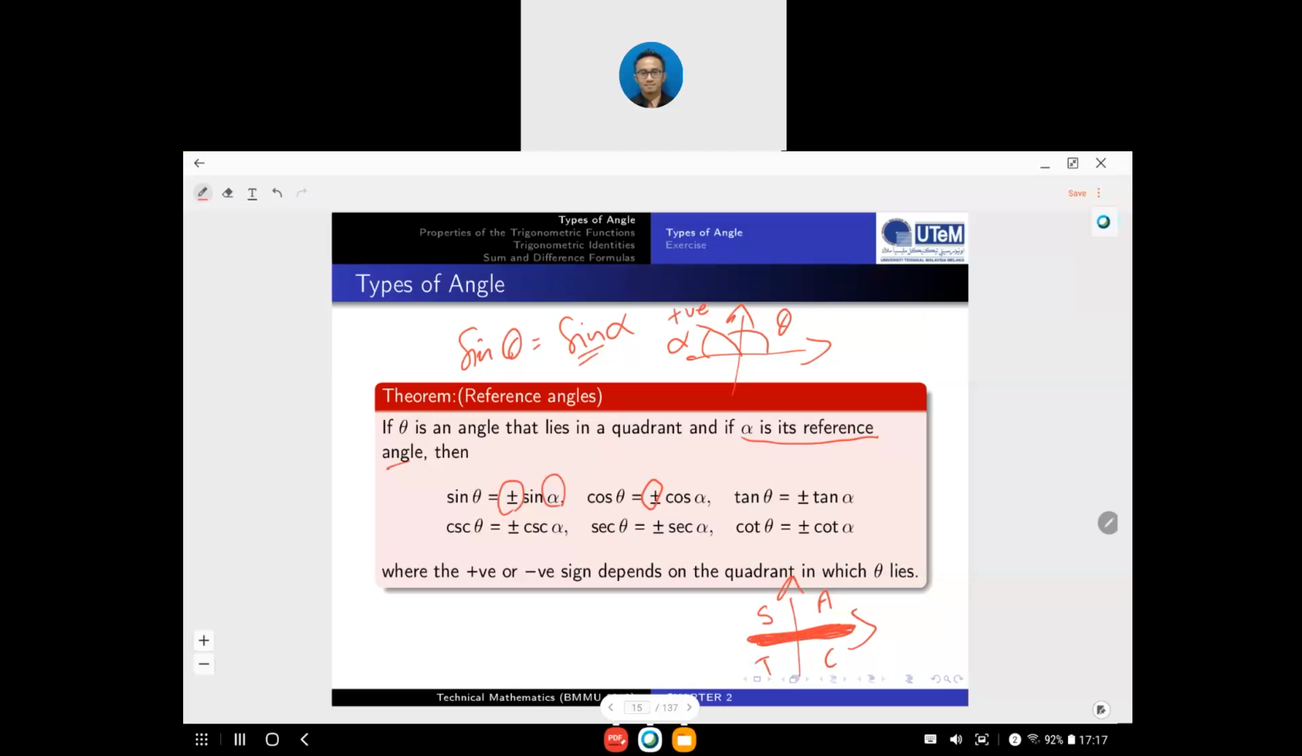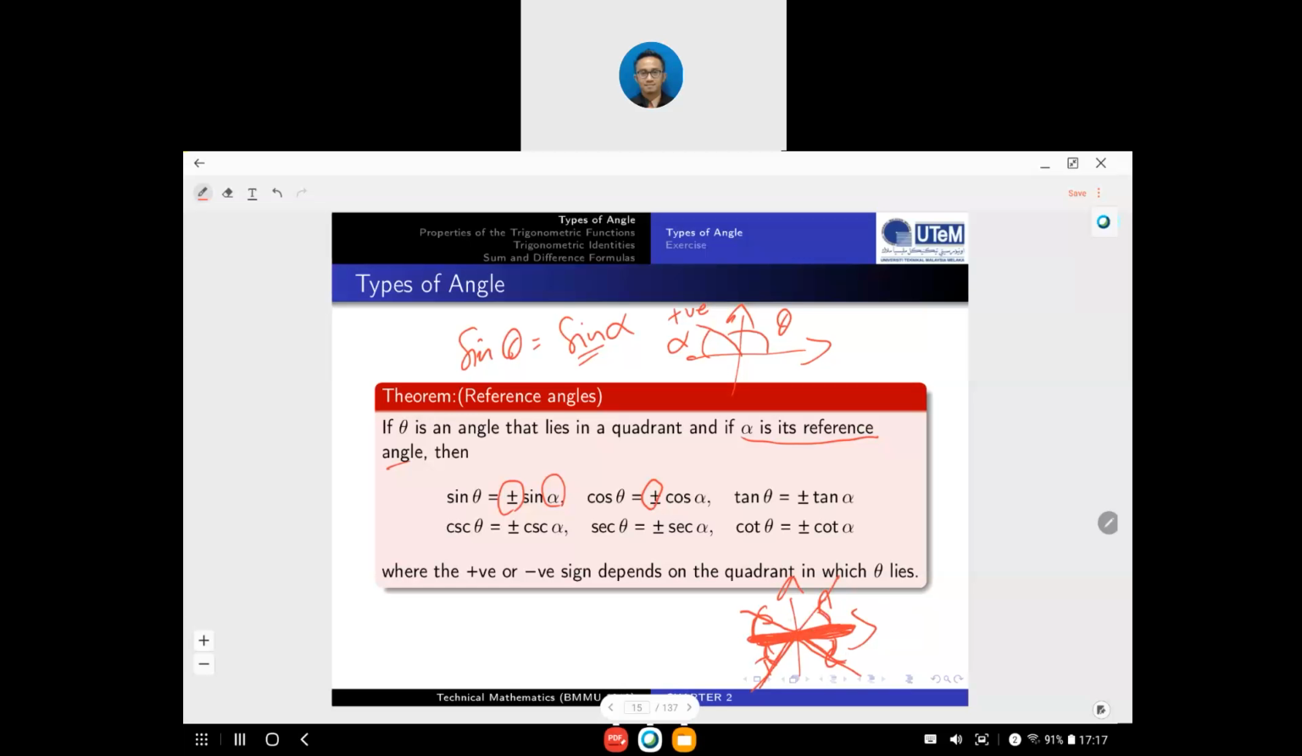Kalau dia duduk dekat sini, second quadrant, reference angle kat sini. Okay, if fourth, sorry, before this is third quadrant. Fourth, reference angle duduk kat sini. Okay, reference angle must always touch with the x-axis. Dia mesti kena kira daripada x-axis, bukannya daripada y-axis. So that one is reference angle.